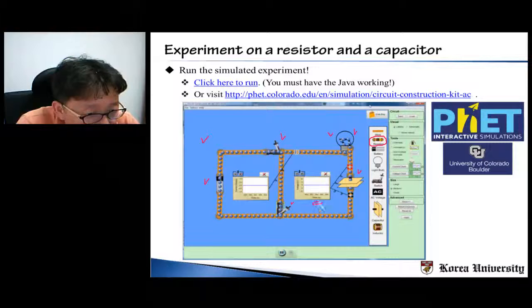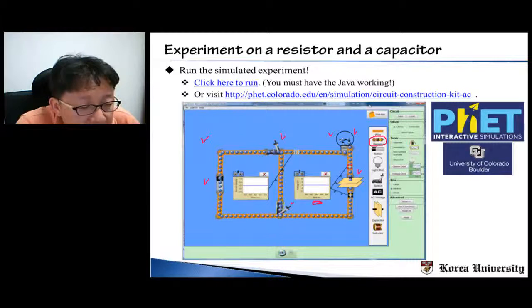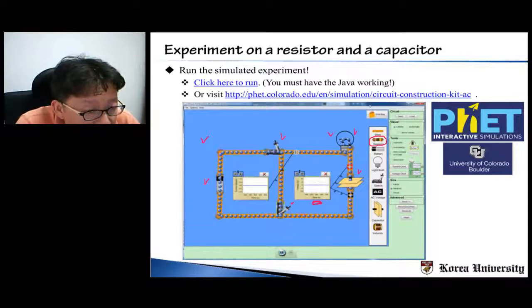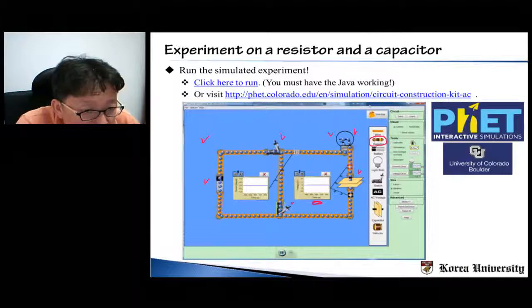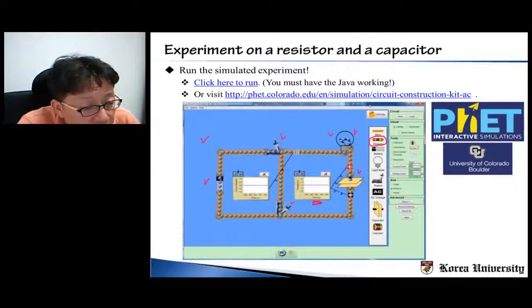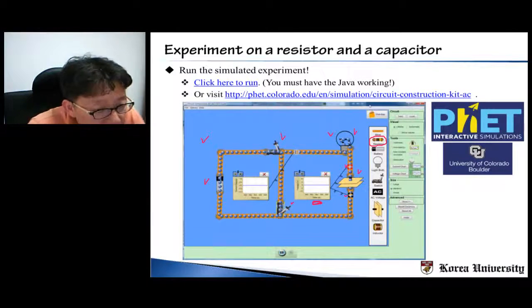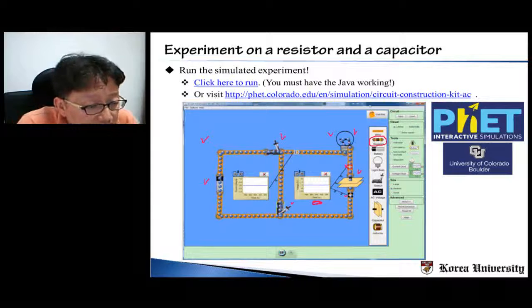This device is in fact the voltmeter. You see that this device is connected in parallel to the capacitor, on both sides of the capacitor. So here it will show you the potential difference across the capacitor as a function of time. The x-axis is time and the y-axis is voltage.